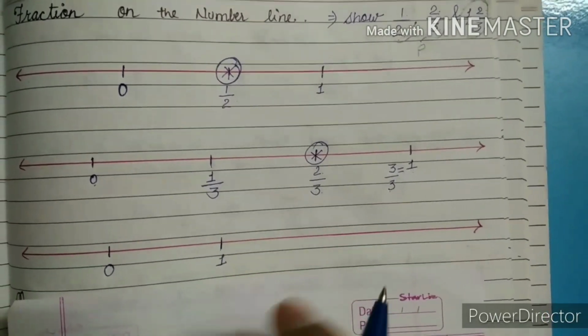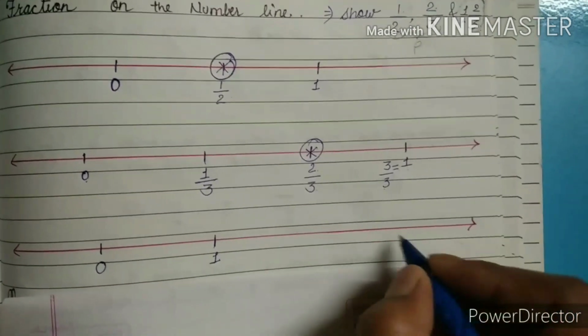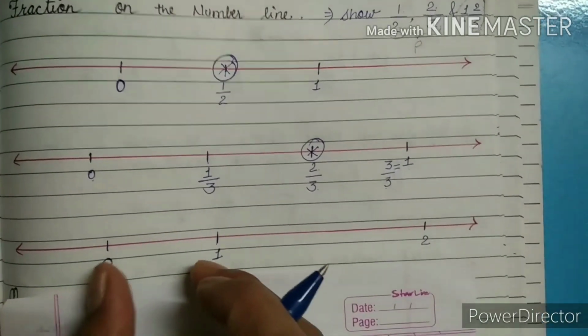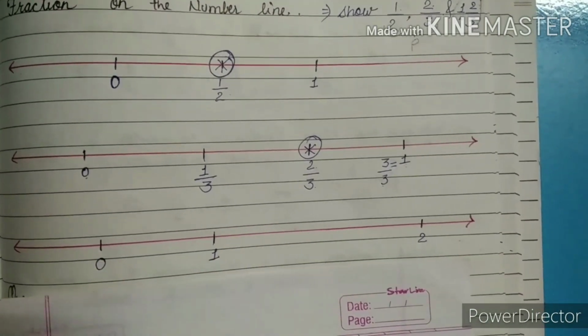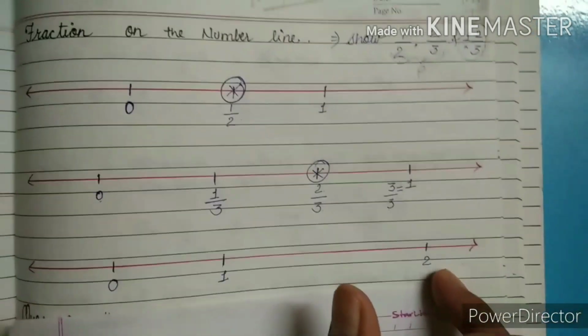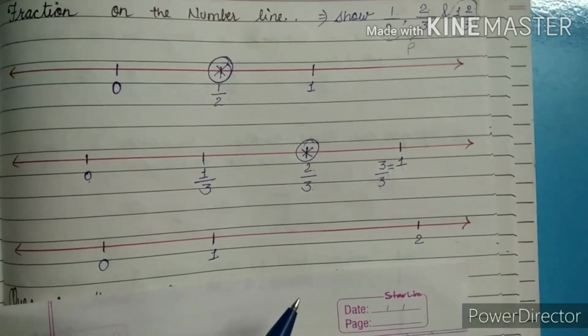Okay. Now the next number after 1, which number is coming? After 1, 2 is coming. So here 2 will come. Now we did not do the parts of 0 and 1. We have to do the parts of 1 and 2. Because 1 is the whole and after 1 we have to do the partition.